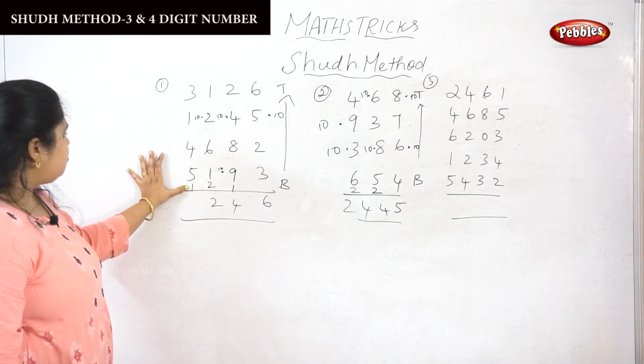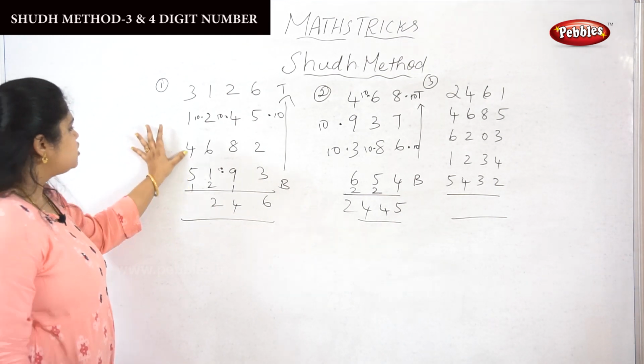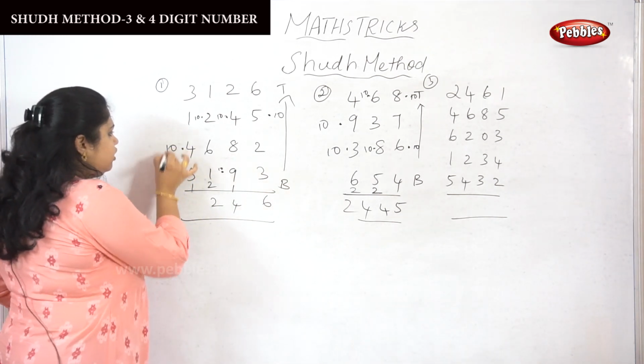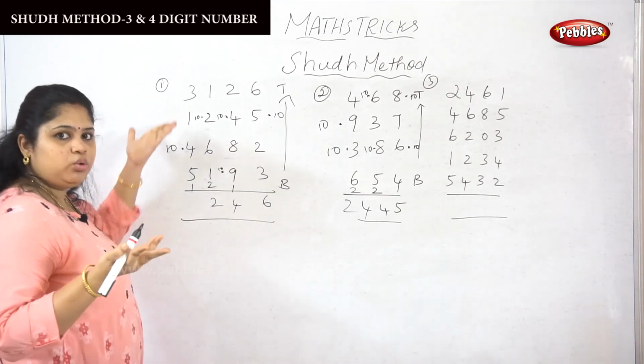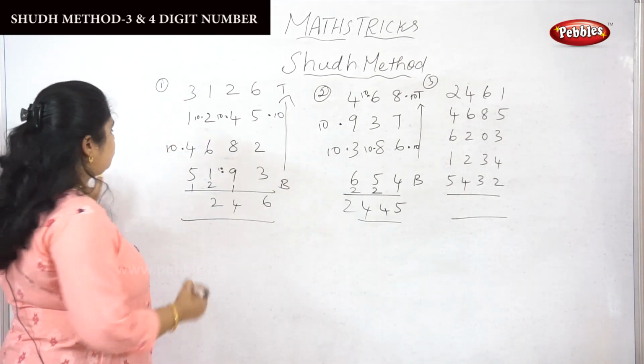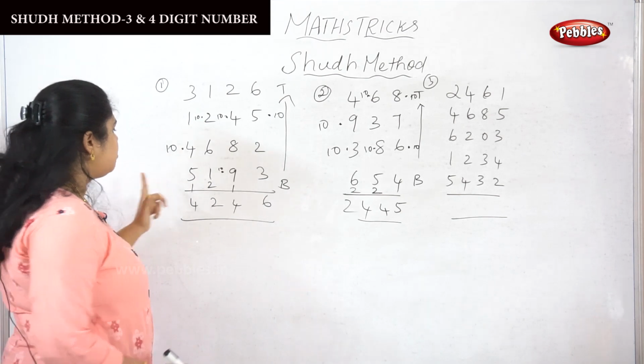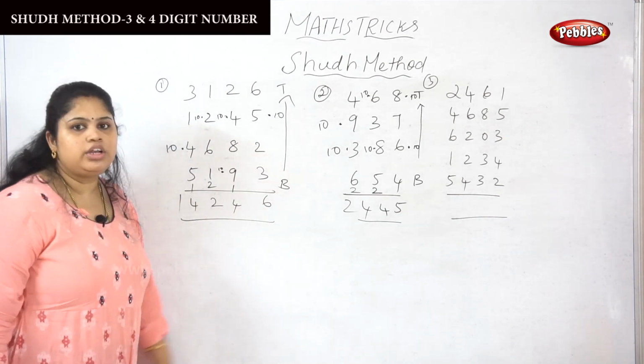Okay, so 5 plus 1 is 6. 6 plus 4 is 10. I am just dropping the 10 here. So there is no number to take. So 1 plus 3 is 4. So how many 10s here? Only 1 10 here. So I am just writing 1 here.